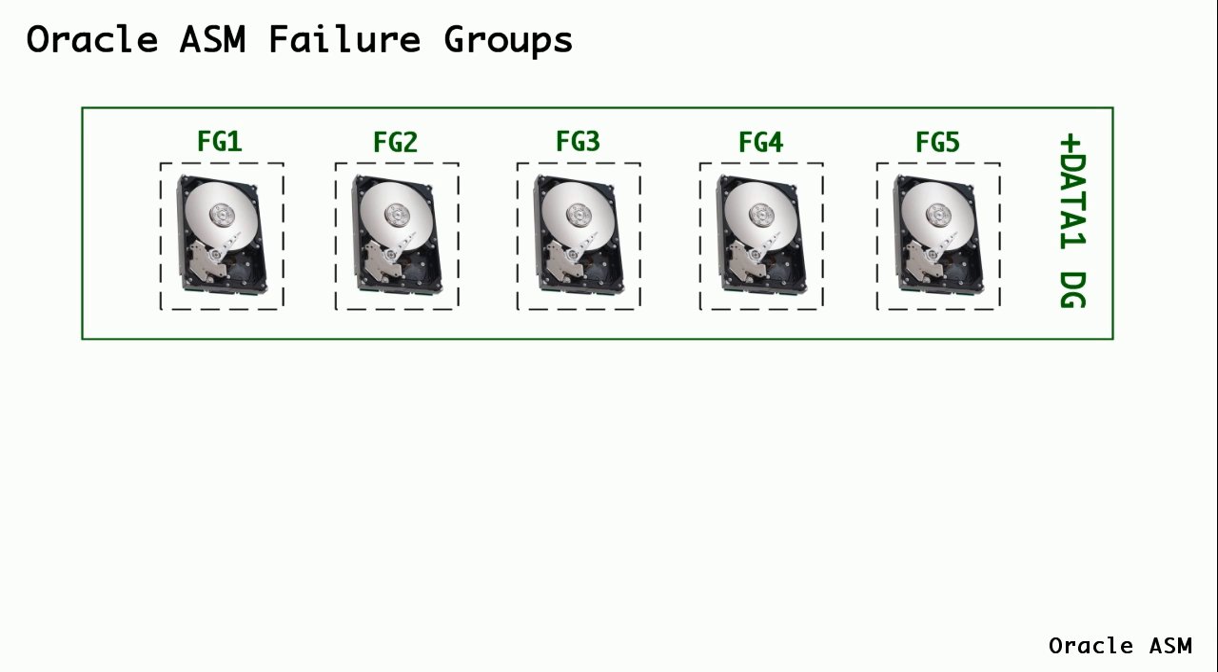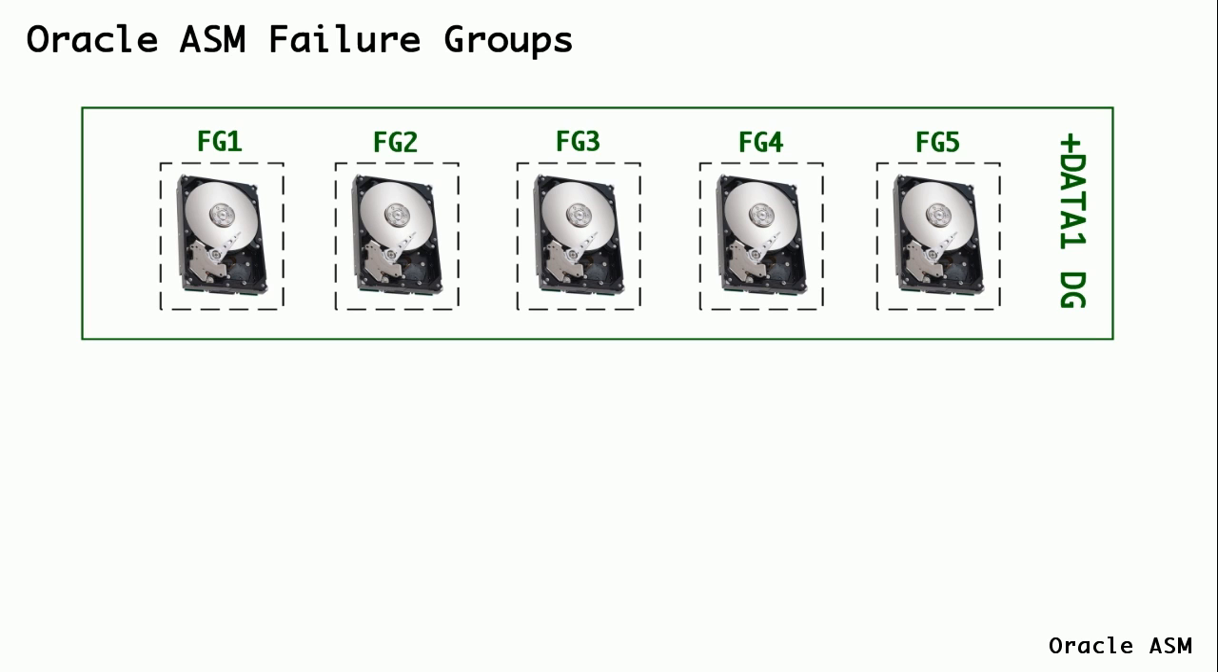Now, let us discuss about ASM failure groups. Failure group is a subset of disks in a disk group which could fail at the same time because they share common hardware. Failure groups are used to store mirror copies of data. Each mirror copy of data is stored on a disk in a different failure group. Thus, simultaneous failure of all disks in a failure group does not result in data loss.